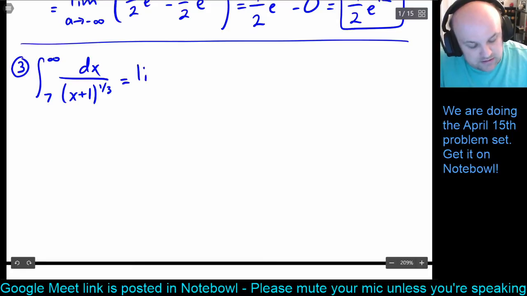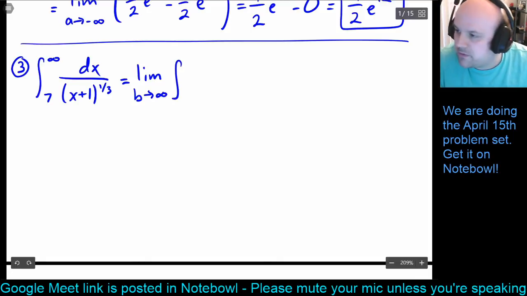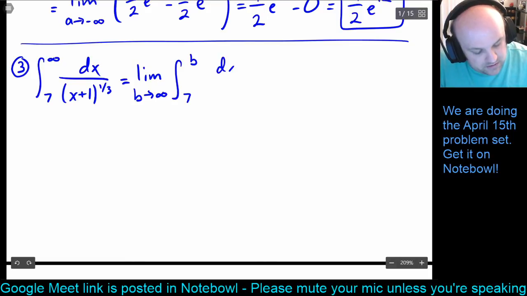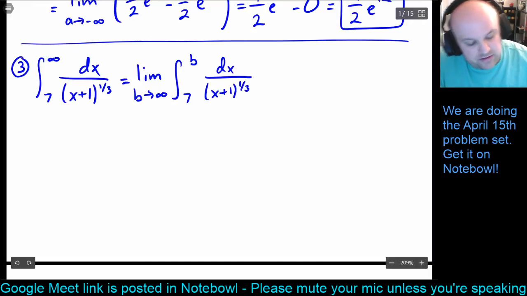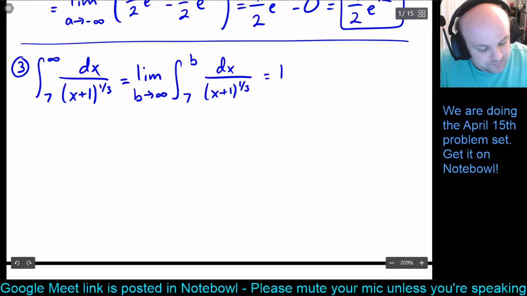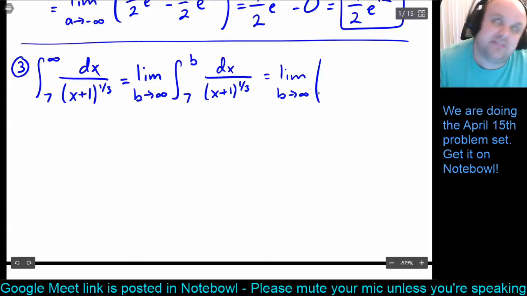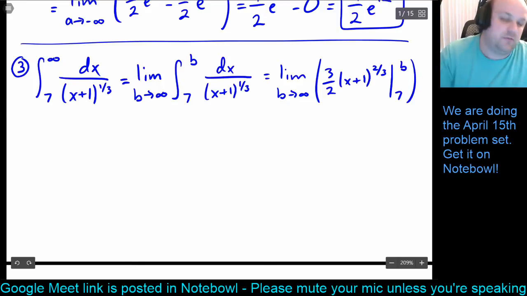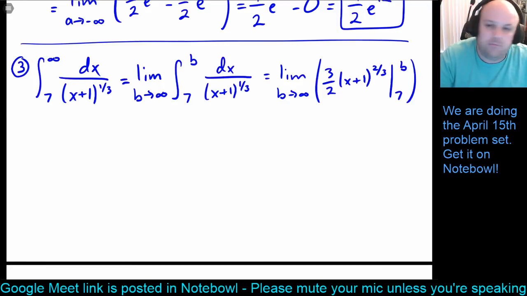So let's replace that infinity up top. Okay, let's see here. This is going to go from 7 to b of dx over (x plus 1)^(1/3). So when we integrate this, let's see, this is going to be 3/2 (x plus 1)^(2/3), from 7 to b. This is what we're looking at here.